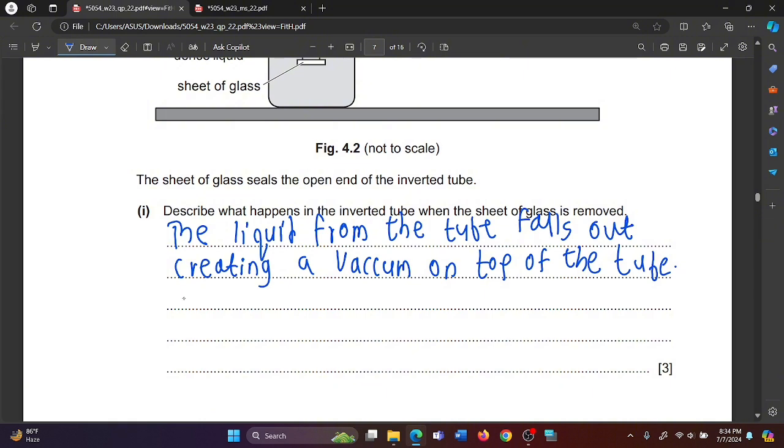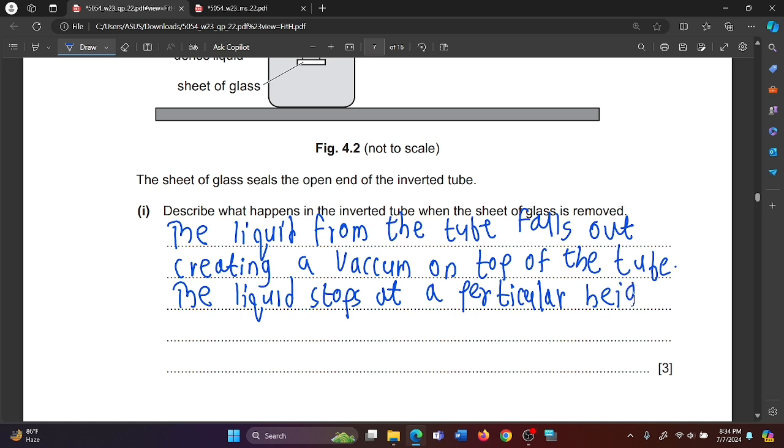So let's write it. The liquid stops at a particular height above the surface of the liquid in the container.